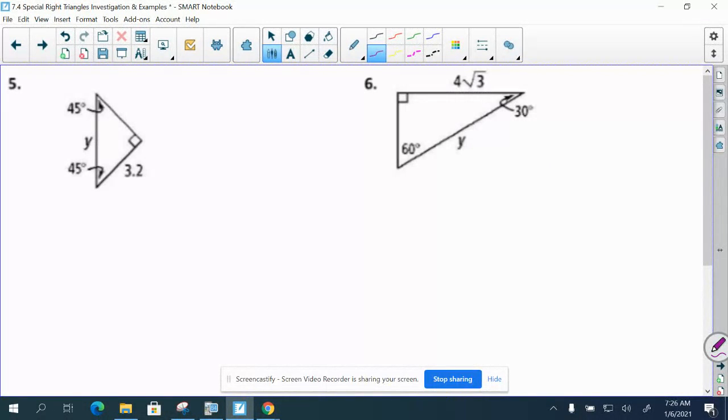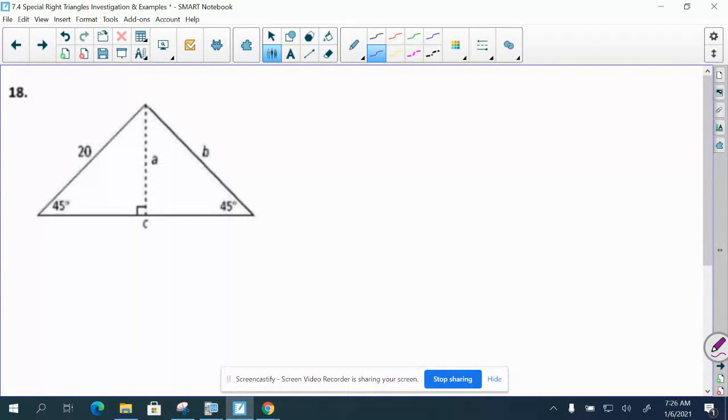The only next question that would be new is number 18. So we're going to skip over to 18. And there's actually not a number 7 through 17, so you're not missing anything there.